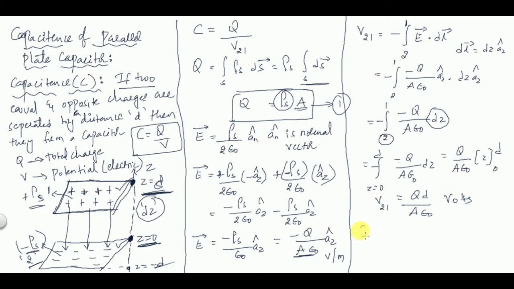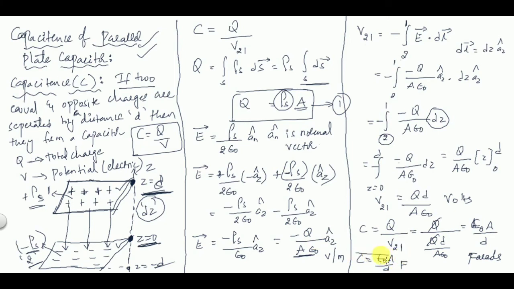So if you want to calculate the capacitance of a parallel plate capacitor, it is Q by V21. So Q by V21 is Qd by A epsilon naught. So Q and Q get cancelled. So it will be epsilon naught A by D. Okay, so C is equal to epsilon naught A by D farads. So this is the formula. The formula for capacitance of a parallel plate capacitor is given by C equal to epsilon naught A by D farad. Okay, so you just have to remember this formula, right?